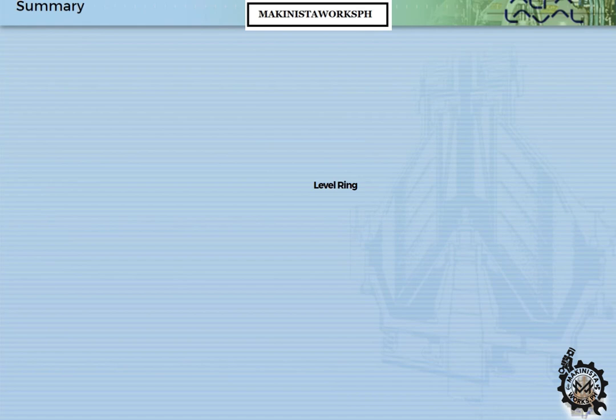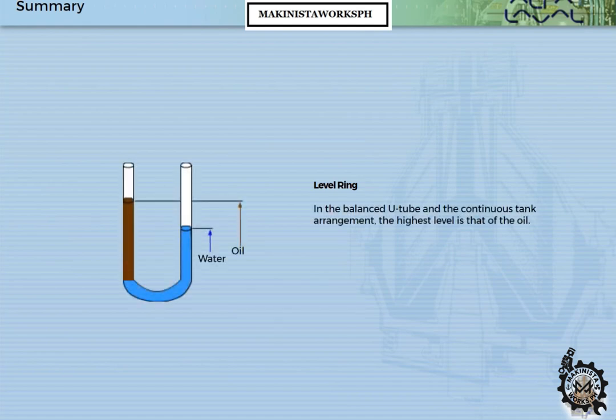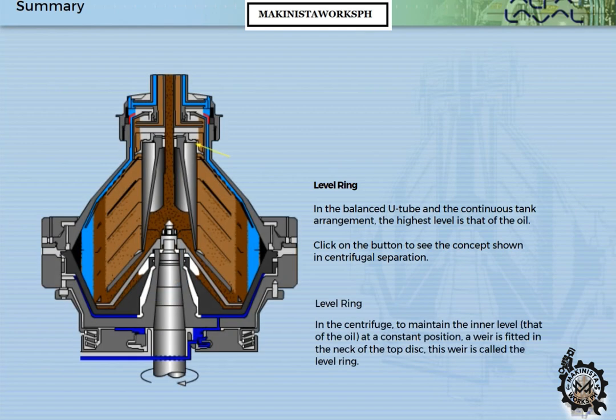Level ring. In the balanced U-tube and the continuous tank arrangement, the highest level is that of the oil. Click on the button to see the concept shown in centrifugal separation. In the centrifuge, to maintain the inner level, that of the oil, at a constant position, a weir is fitted in the neck of the top disc. This weir is called the level ring.